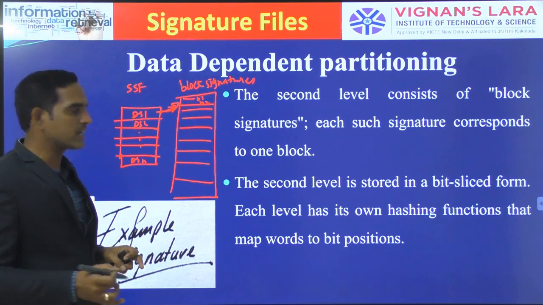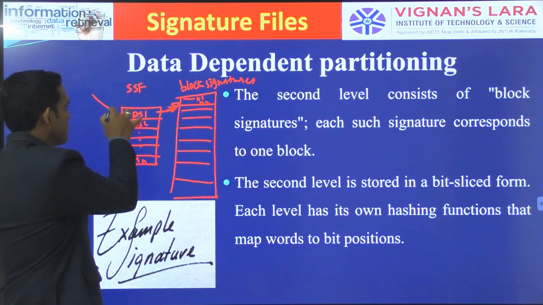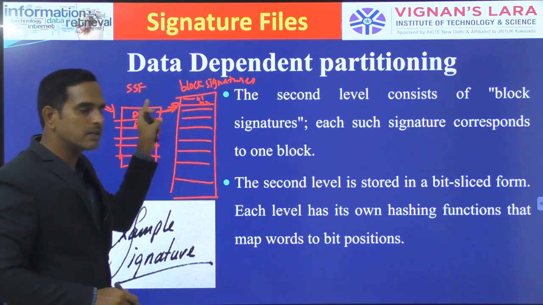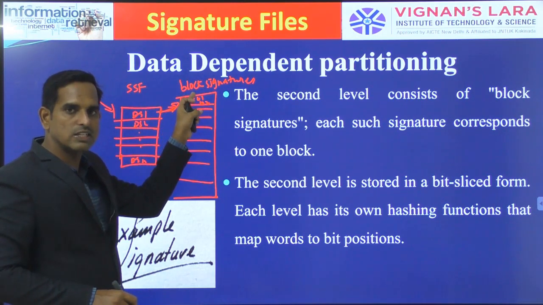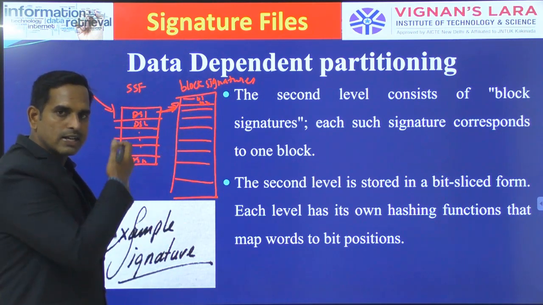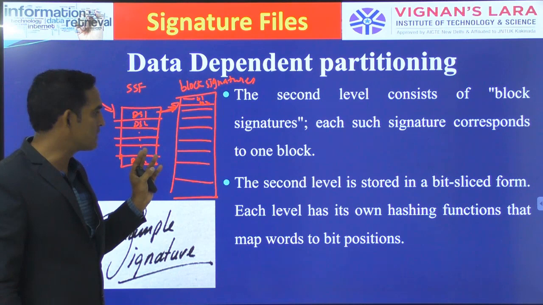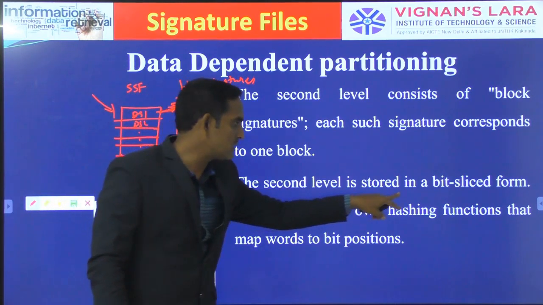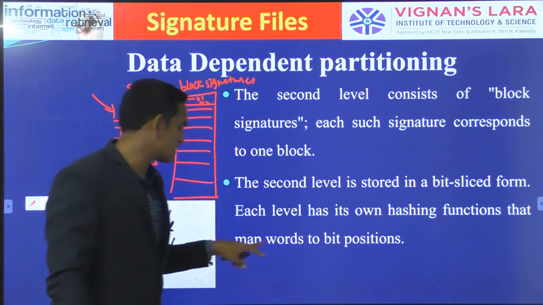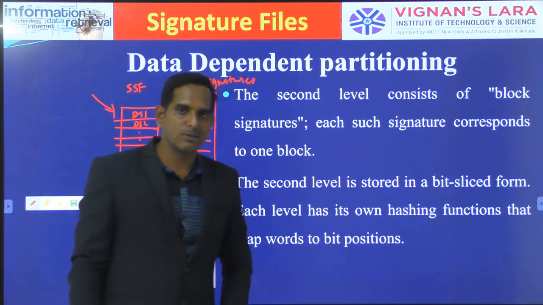When I try to search for a keyword, that particular keyword will be present in one of the documents. We are going to map that particular document, and we are going to search for that particular block signature. It will be much faster compared to your sequential signature files and other methods. So the second level is stored in a bit slice form. Each level has its own hashing function that maps words to bit positions.